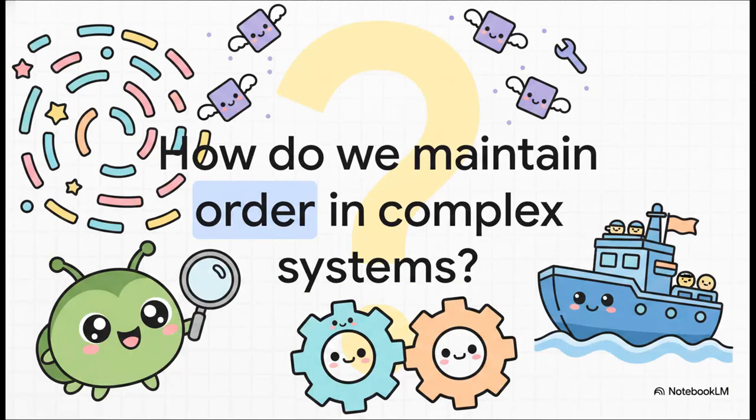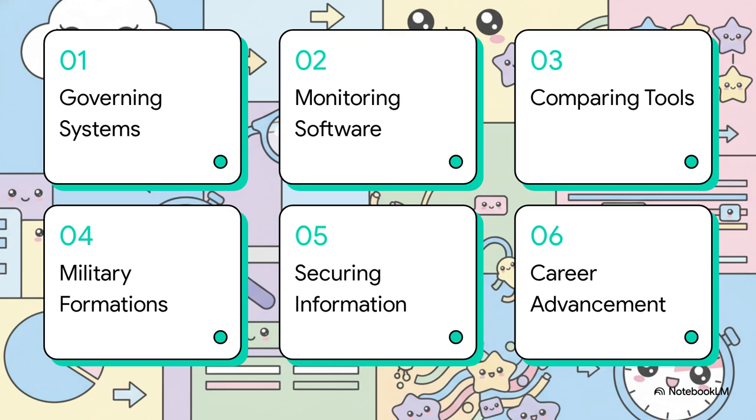So, here is the fundamental question we're tackling today. How do we maintain order in complex systems, from vast code bases to giant battleships? Whether you're a developer trying to find a tiny error buried in millions of lines of invisible code, or a naval commander trying to safely move 1,000 sailors across a massive ship, the core problem is exactly the same. You are managing chaos. You absolutely need to know where everything is, what everything is doing, and exactly how to fix it when something inevitably goes wrong. Okay, let's dive into this.